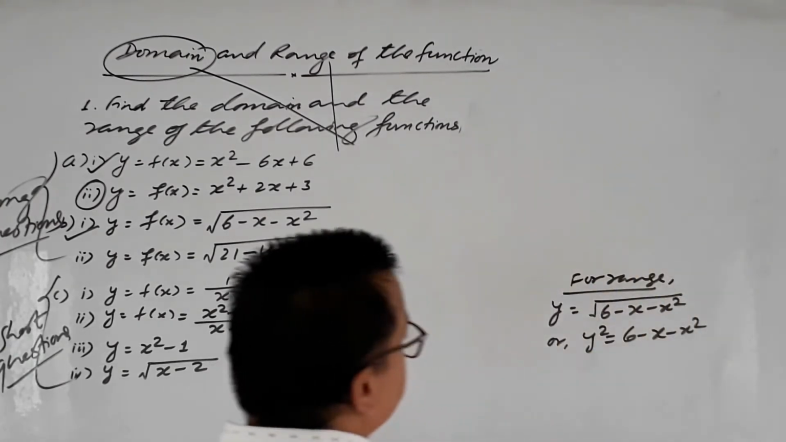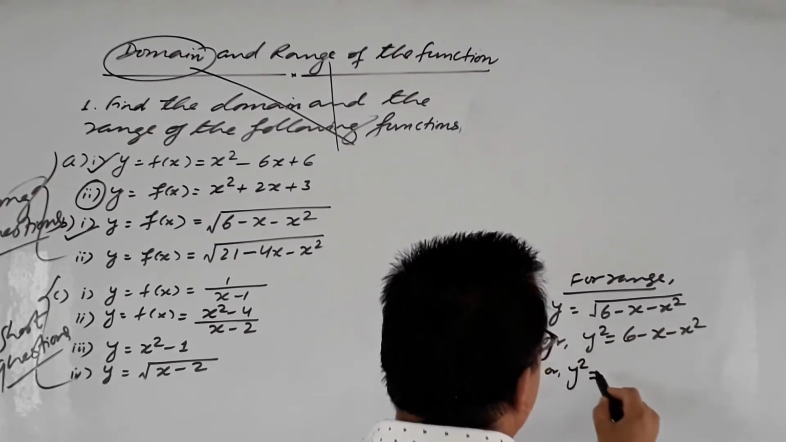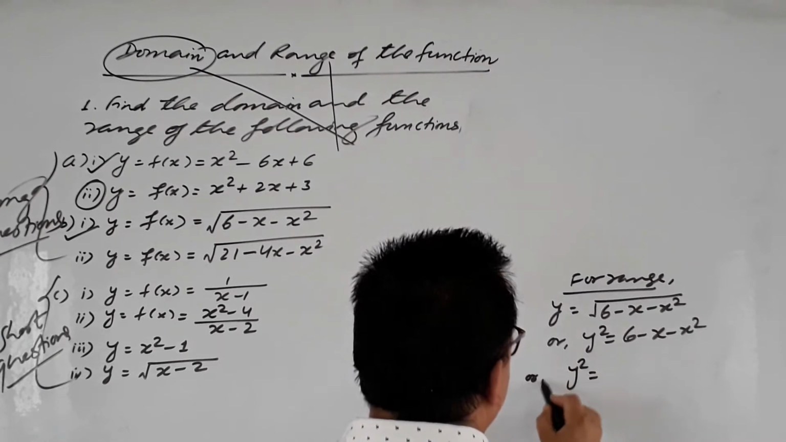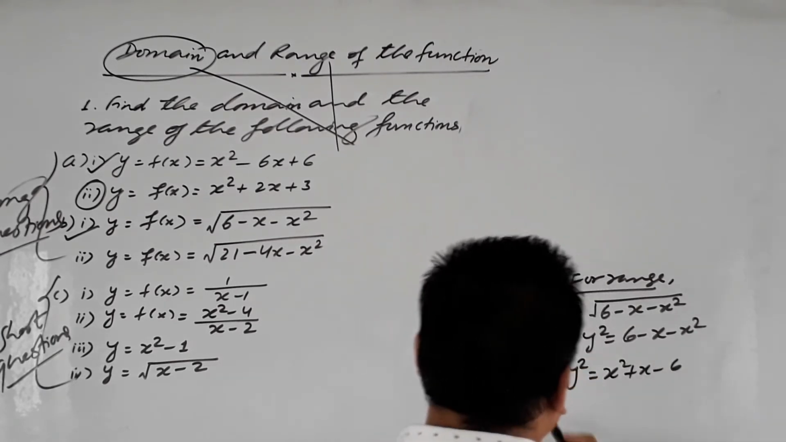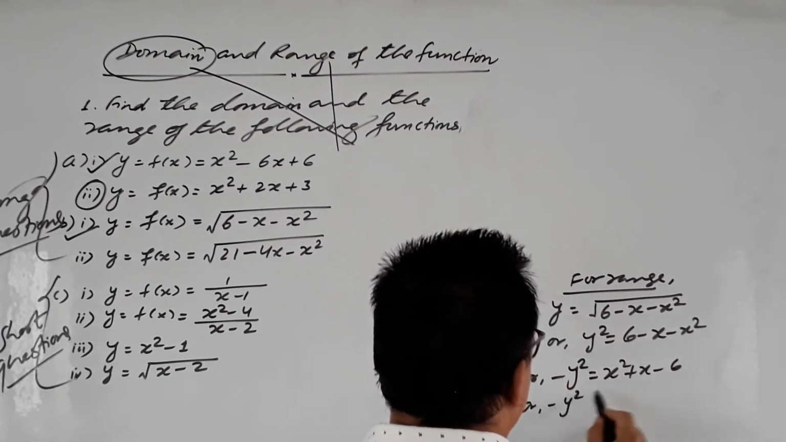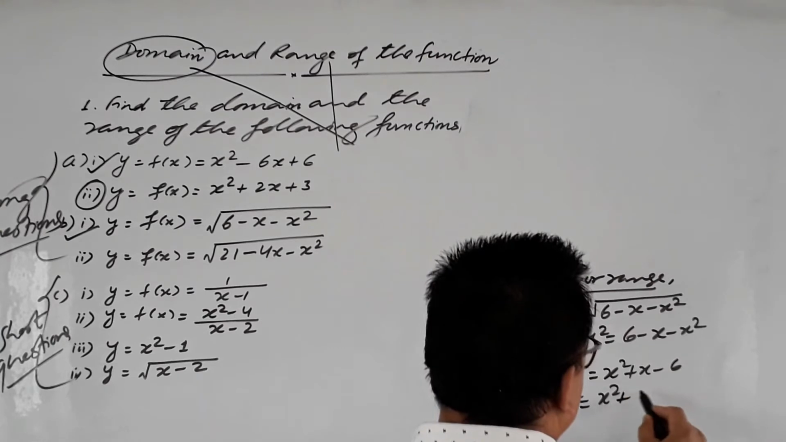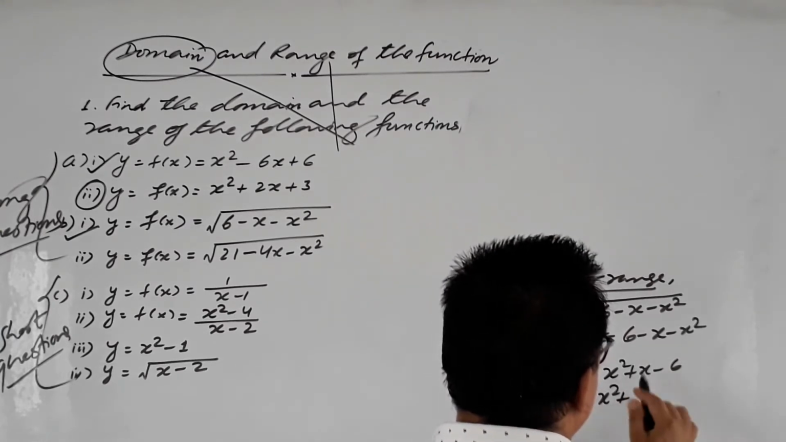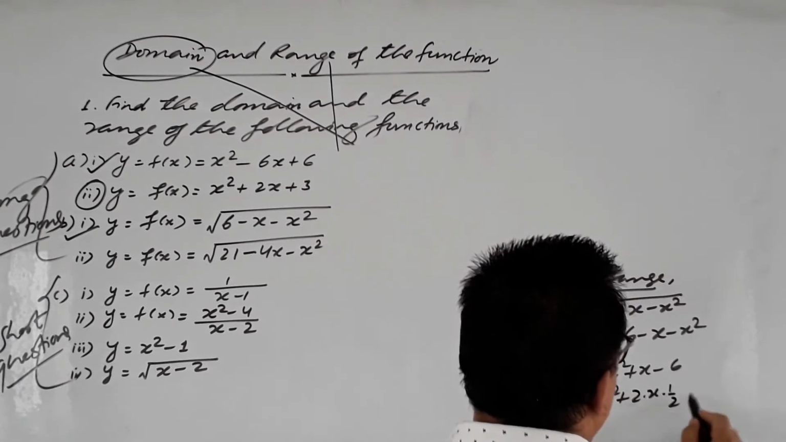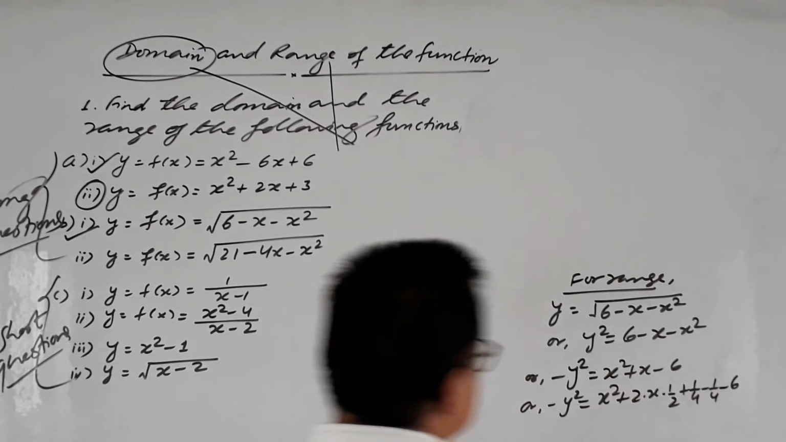So you are clear. Now look at here. Or y square equals to, sorry, let's change the sign. Minus y square equals to x square plus x minus 6. Or negative y square equal to x square, let's make it whole square as I've done in first step, 2 into x into 1 by 2 plus 1 by 4 minus 1 by 4 minus 6.